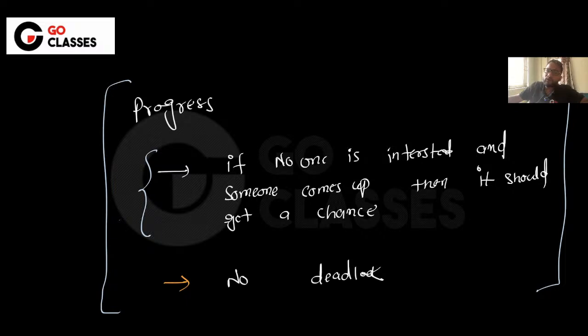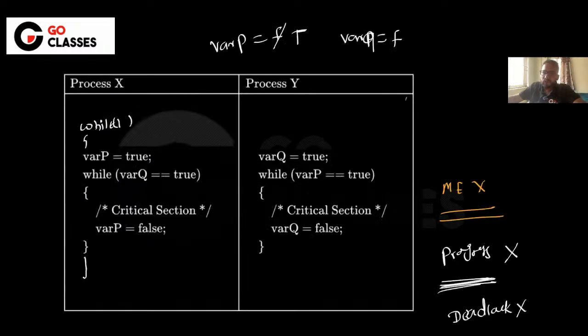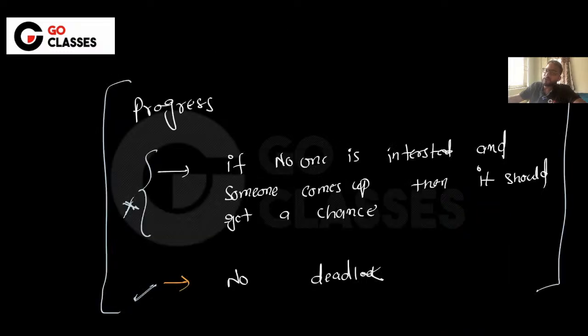So this is the example where this condition is failing and this condition is passing, which means that if someone wants to enter suddenly, I'm not allowing it, right? If this is not interested and this wants to enter suddenly, I'm not allowing it. That's why progress is not there. But deadlock is also not there here. Okay, let me know if that is okay to everyone. So progress is actually a superset of deadlock, right?